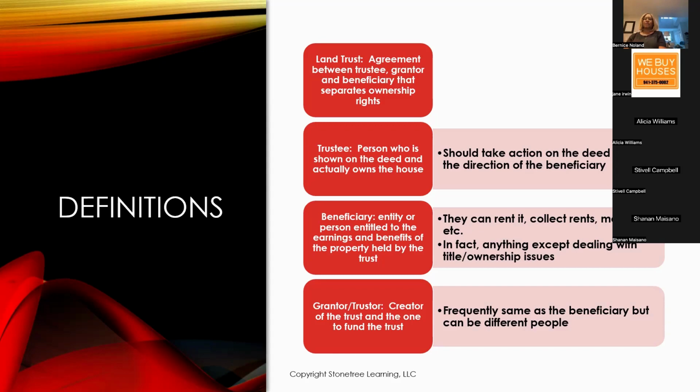The trustee typically is the person who takes action on the direction of the beneficiary. So they're holding the property for the beneficiary, for the interest of the beneficiary. The beneficiary is typically the entity or person that is entitled to the earnings, to the use of the property. And the grantor or trustor creates the trust. Those are the 3 basic people involved, and the land trust is the agreement between those three individuals.